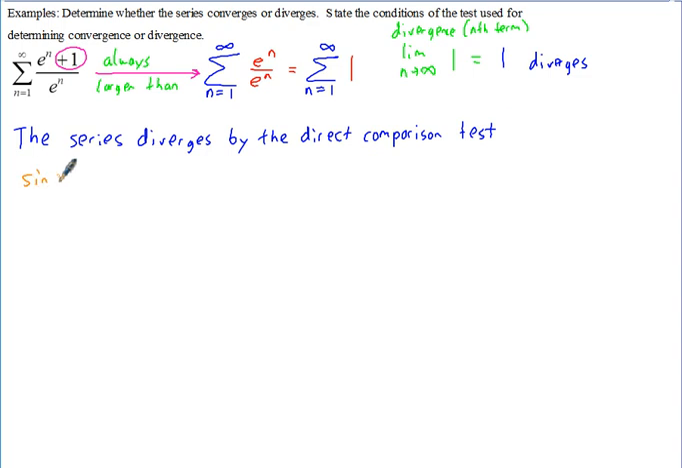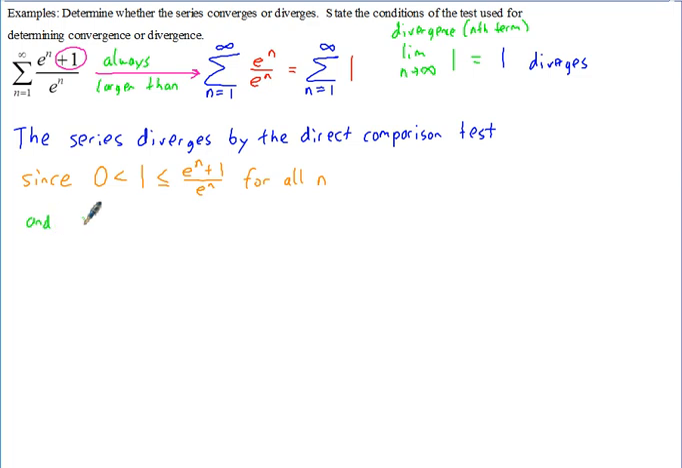Since, all right, in this case, what we found is 0 is less than the smaller one, which was 1, which is less than or equal to e to the n plus 1 over e to the n for all n. This is just saying the one we're comparing it to is always smaller than our original one, or our original one is always larger than what we're comparing it to.